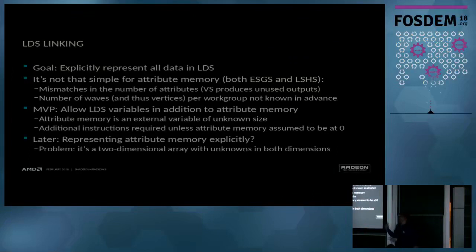But as a minimal demonstration that might already be useful for various things, it would be nice if at least we could represent additional LDS variables. Maybe we want to use it to store some dynamically indexed array that happens to be the same across all lanes, something like that. Maybe use it for spilling, maybe use it for something else, and do that in the linking. So that would be the goal.